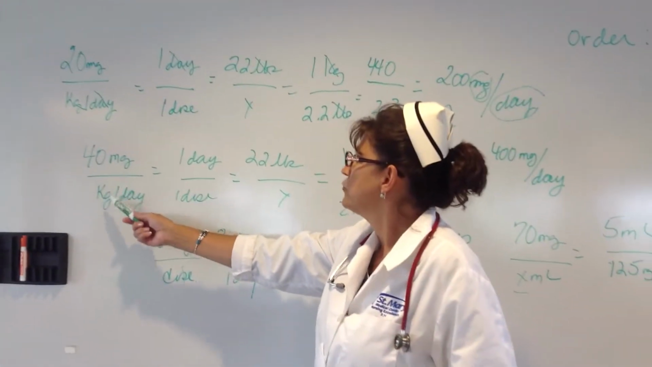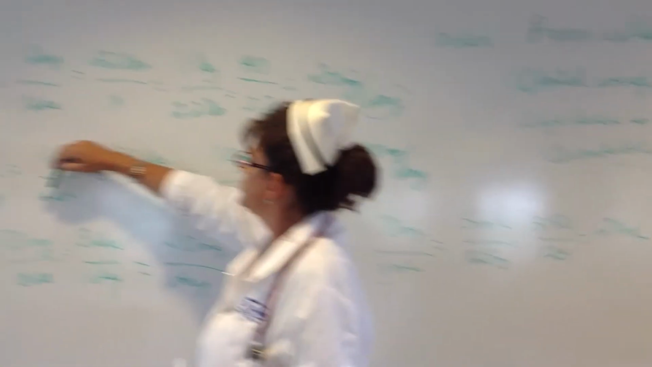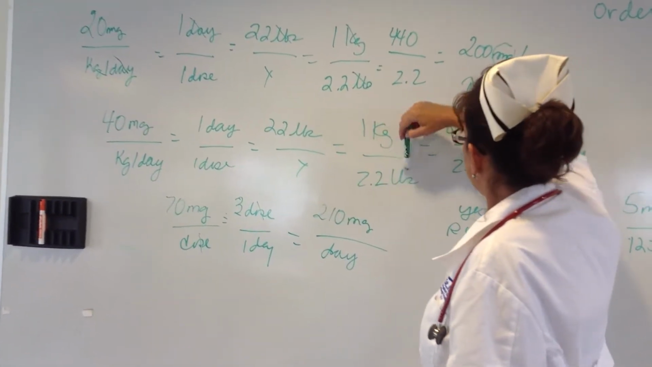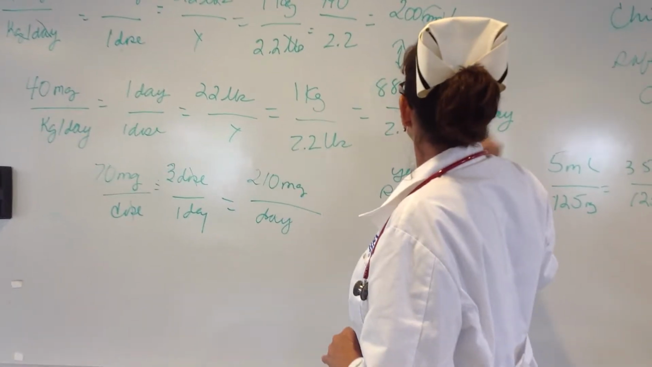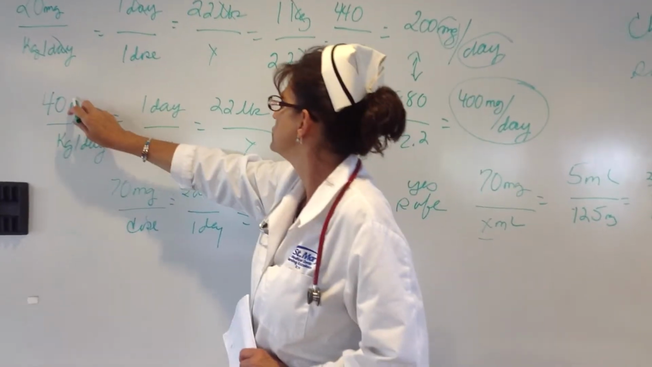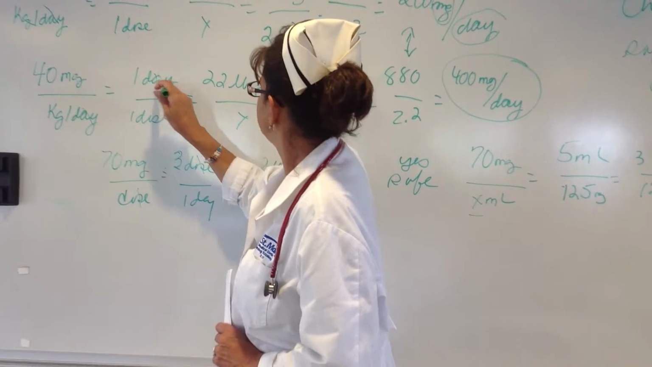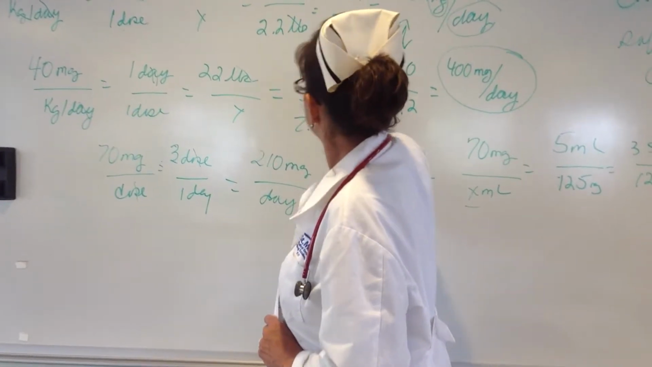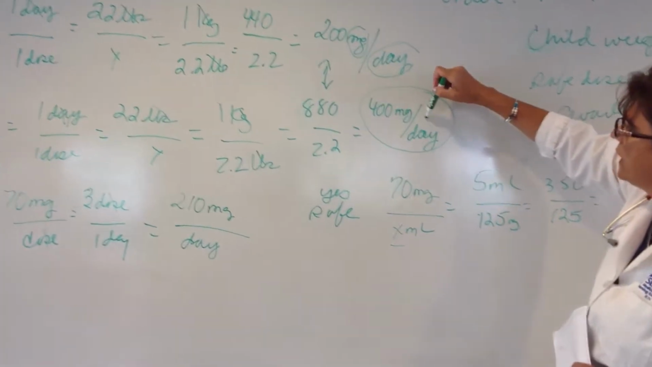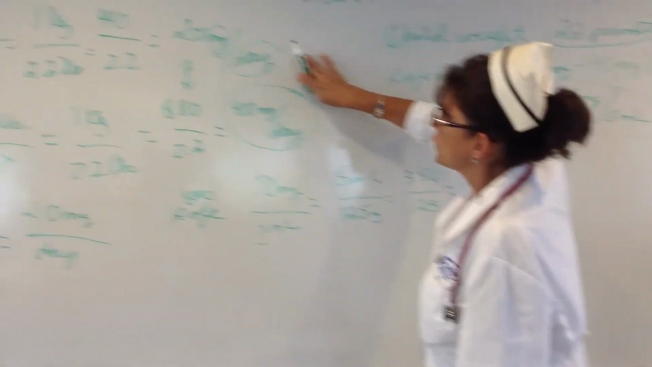40 milligrams per kilogram per day. You take the high range now. One day, one dose, 22 pounds, 1 kilo is 2.2 pounds. You do your multiplication, and you end up with 400 milligrams a day. And you do start to cancel some of these things out here. So you get 200 milligrams a day to 400 milligrams a day. For this child's weight, this is the safe dose range.